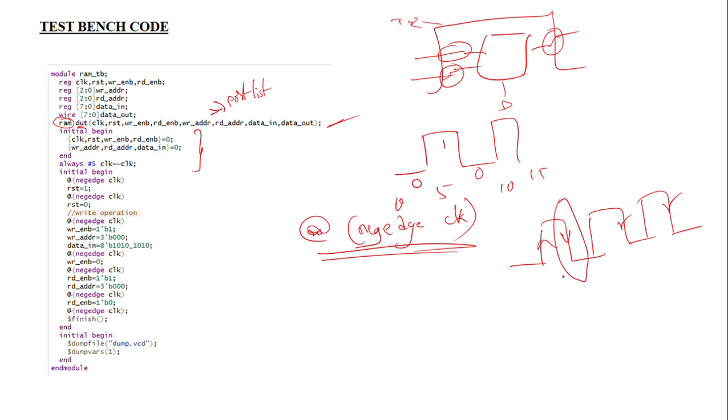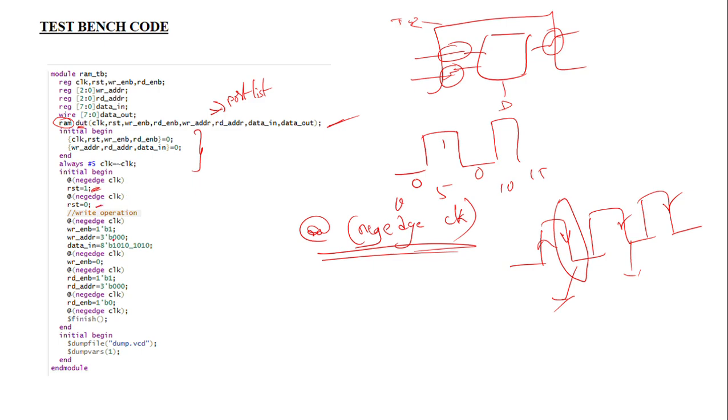So what is the next negative edge of clock? At that particular point this line is going to be executed, meaning the input values are going to change. This time the reset value is 1. For the next negative edge of clock, the reset value is going to be 0. So it is not about delays, it is about the negative edge of clock. At a particular point some values change, and again at the next negative edge they change. Here, at the next negative edge the reset value is 1, and at the following negative edge it is 0.